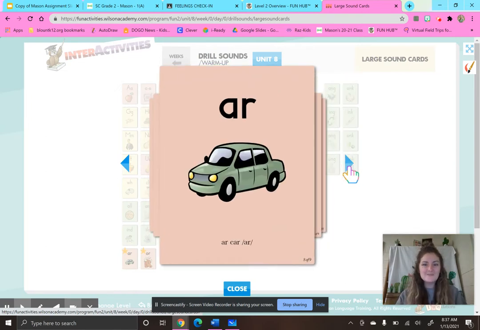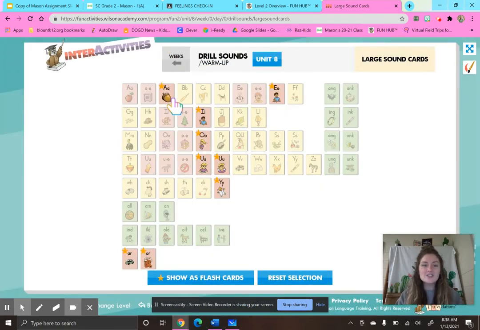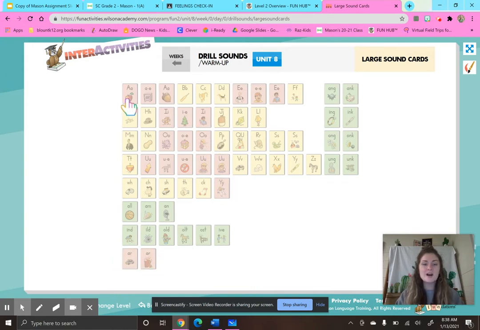Are you ready? A, R, car, R. O-R, horn, or. Ooh, we have not seen A-R and O-R on our magnet board yet. So we are going to be learning about A-R and O-R as our controlled vowel syllables. We're going to be learning about a new kind of syllable. But let's finish up with some review of our short vowel sounds and some consonants.